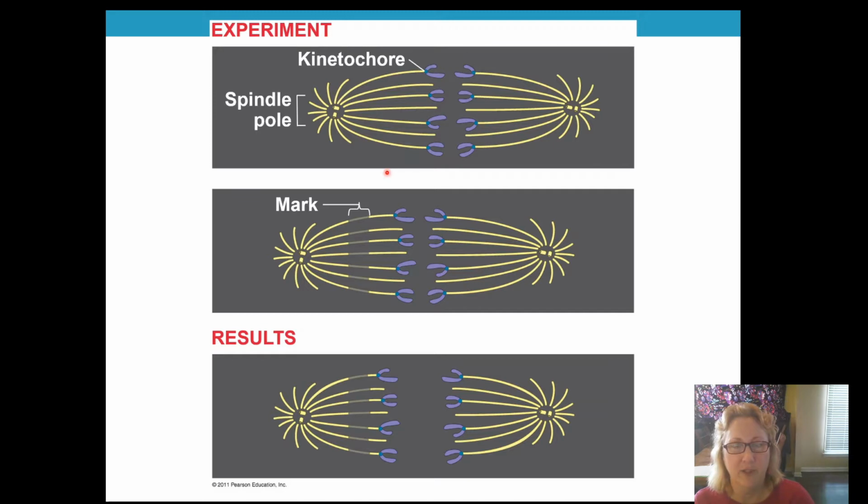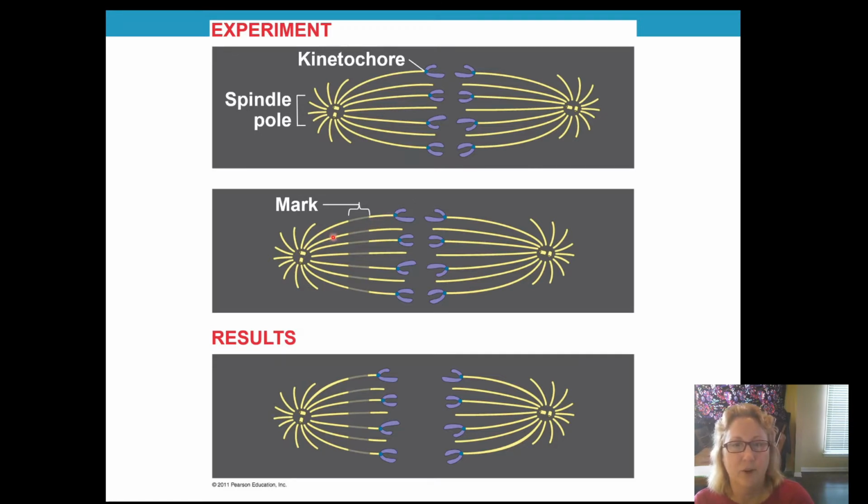So a very clever experiment revealed which of those was occurring. They used fluorescently tagged cells, so the microtubules were lit up, and then you can take a laser and ablate that fluorescence so that now you have portions of the microtubules that are dark. So with that ablated region, you can ask, okay, what happens to this mark during anaphase?